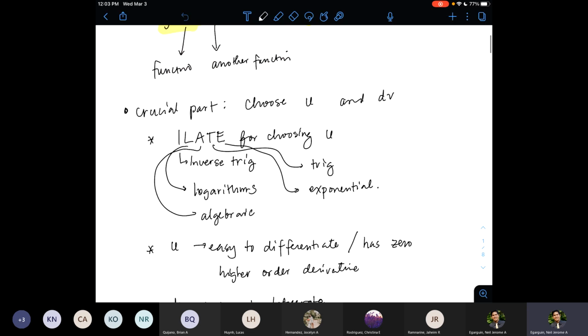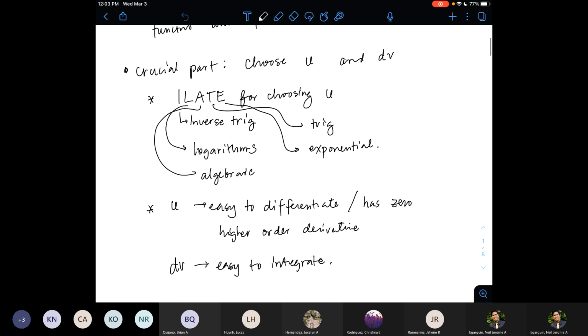Another guiding principle in choosing the u function is the acronym ILATE. So this tells us the precedence for choosing the u. So you start with inverse trig functions, followed by logarithms, then algebraic functions, trig functions, and lastly, the exponential functions, right?